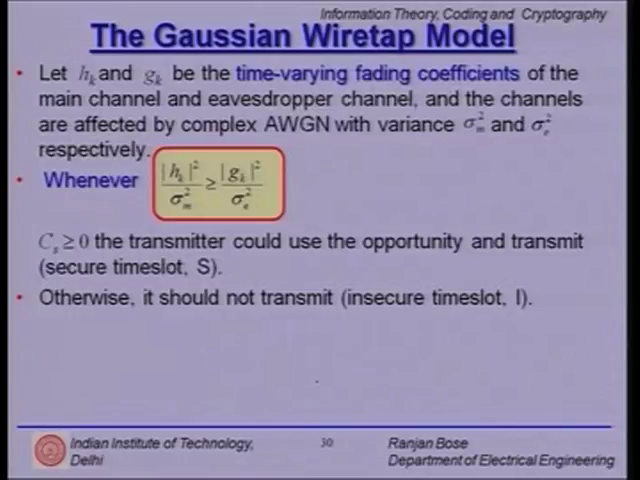So, can we use it to our benefit? Hk and Gk are time varying fading coefficients. Okay? So, whenever the SNR of the main channel is greater than the SNR of the eavesdropper channel, we have an opportunity to get positive secrecy capacity. So, let us talk about it in terms of a secure time slot S, and whenever it is less, the main channel is poorer than the eavesdropper channel, we should not transmit. So, it is an insecure time slot I.